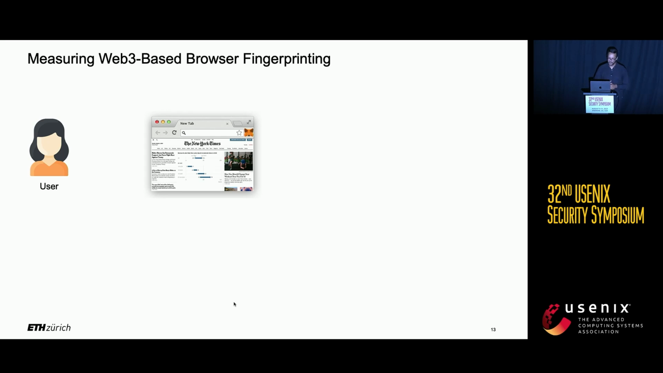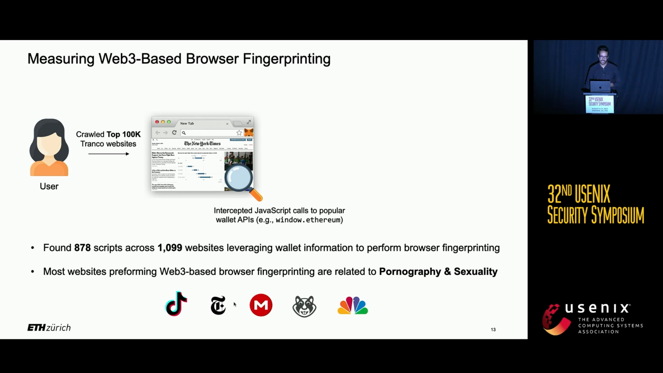Okay, the final thing that we did is we tried to measure this Web3-based browser fingerprinting. For that, we crawled the top 100 Tranco websites. And there we intercepted any JavaScript calls from the website to this wallet object, this object that MetaMask injects into the website. So we found that actually 800 scripts access this object across 1,000 websites and leverage this information in combination with other properties to do browser fingerprinting, other properties like your screen resolution, plugins you have installed, and language, and so on.